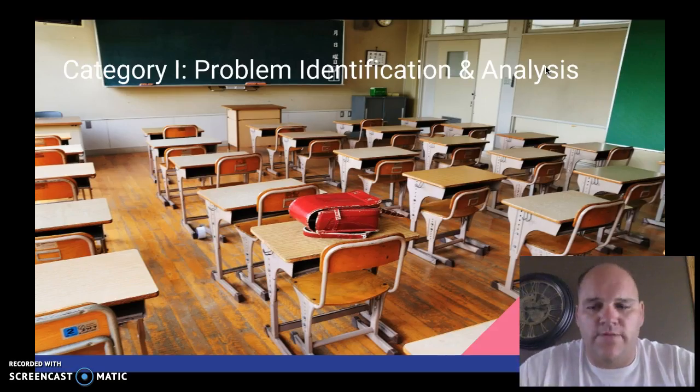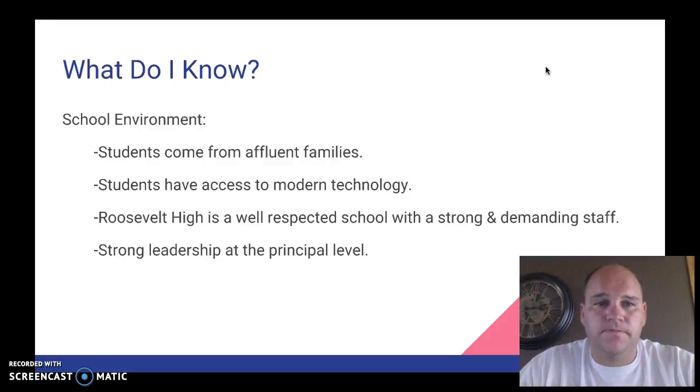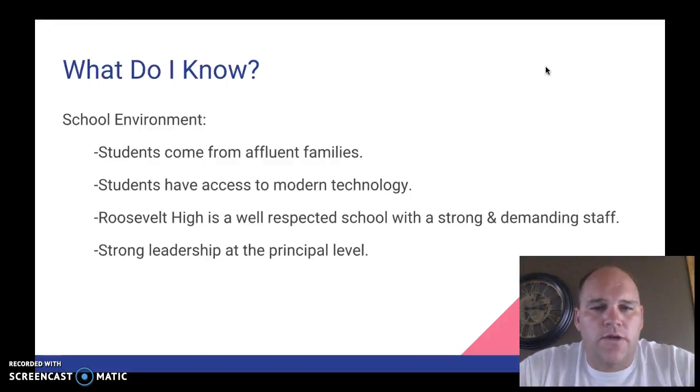Category 1, problem identification and analysis. What do I know? The school environment is one that belongs to an affluent community. The students have access to almost anything they need, including modern technology, again, because the families are so well-to-do. Roosevelt High is a well-respected school.